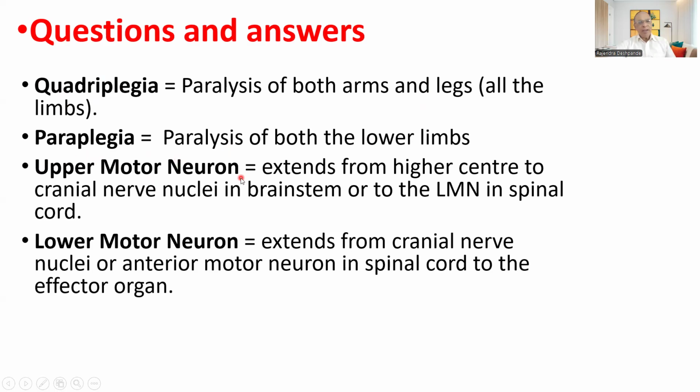What is UMN? Upper motor neuron. This is the nerve fiber that extends from the higher center to the cranial nerve nuclei in the brainstem, or from the higher center to the lower motor neuron in the spinal cord. What is lower motor neuron? LMN. This nerve extends from cranial nerve nuclei or anterior motor neuron in spinal cord to the effector organ.